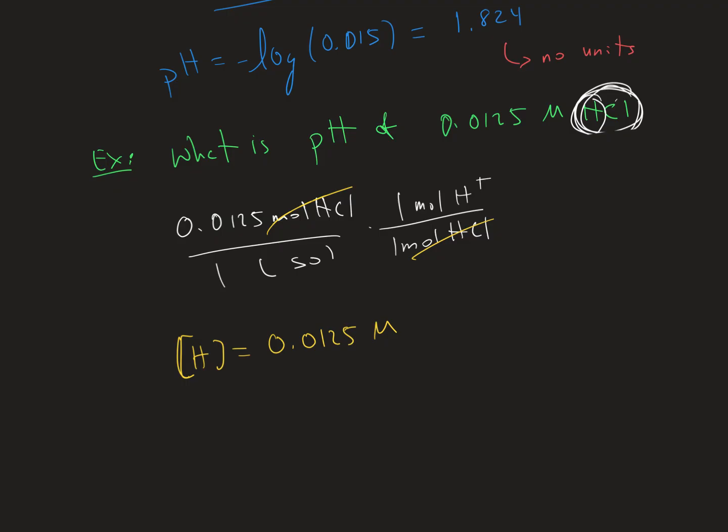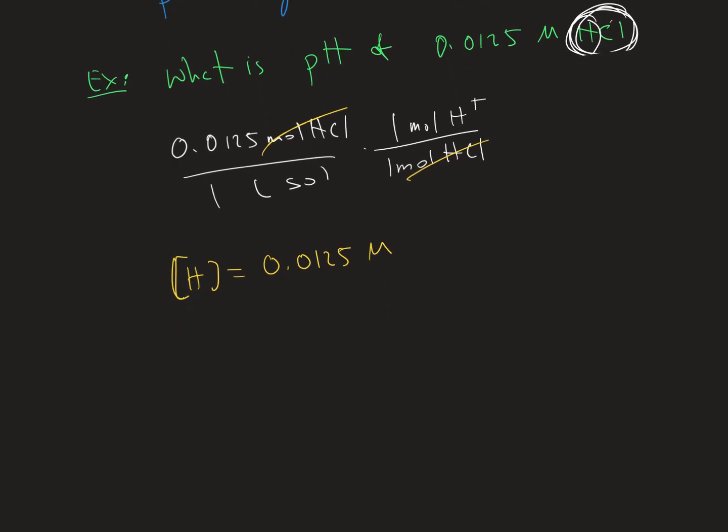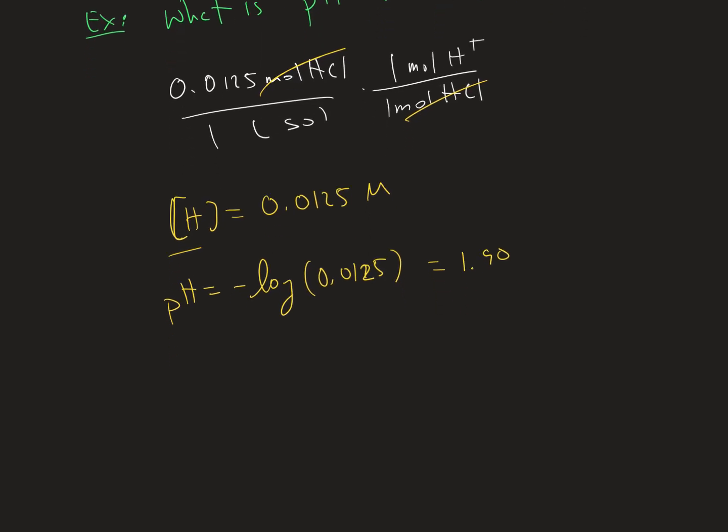You with me? So now we do pH is equal to the negative log of this, 0.0125. Good? And we should get 1.90. Questions? Okay, let's move on to the next equation.